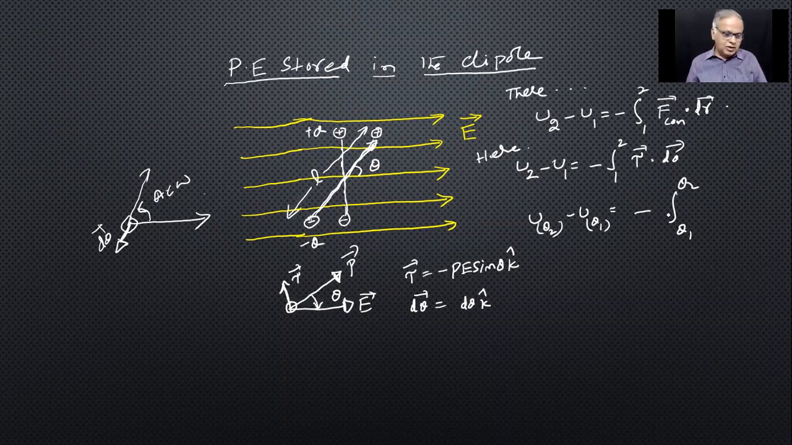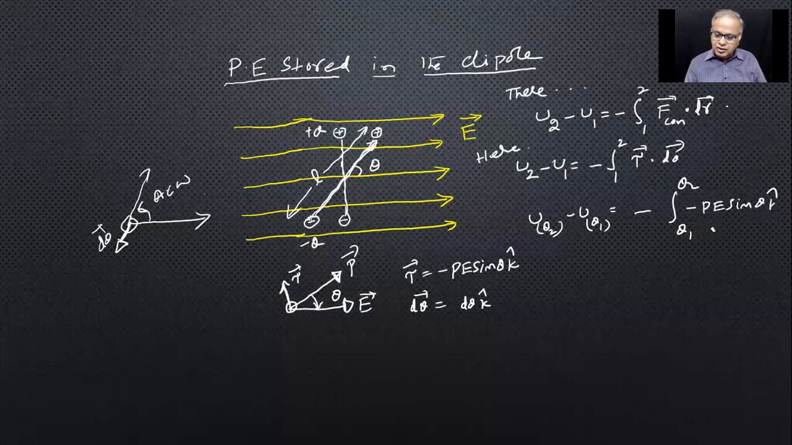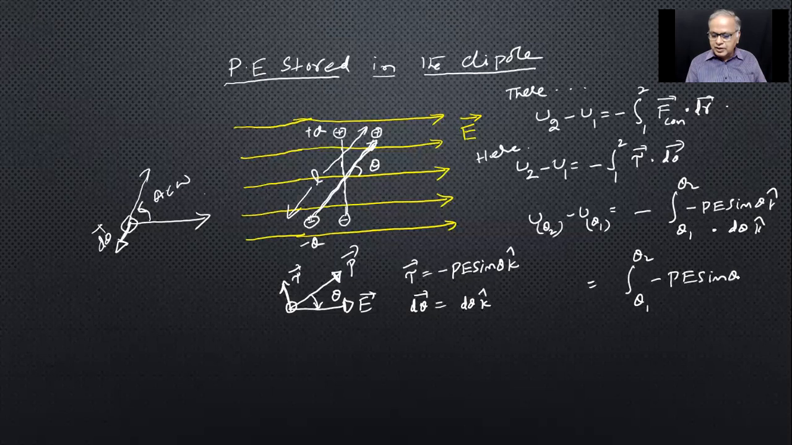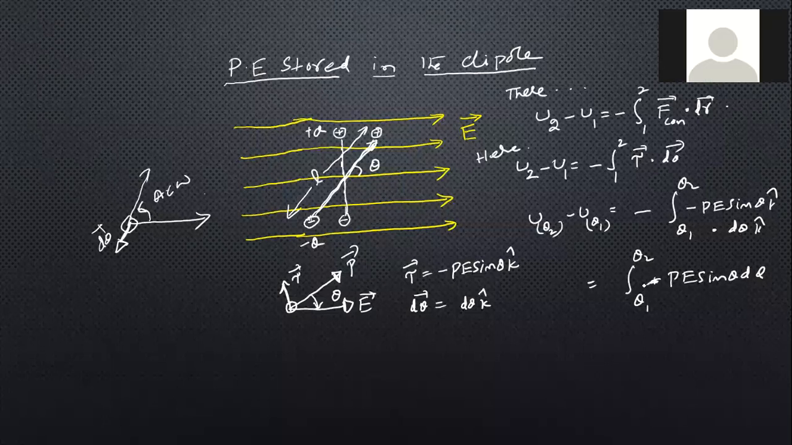This is dot product, not cross product, isn't it? So minus PE sine theta, torque is, sorry, work done, dot d theta k. So what do I get? This minus minus makes it plus, integral from theta 1 to theta 2 of PE sine theta d theta. Sorry, minus already gone, right? Yes, sir. Plus. K dot k is 1.